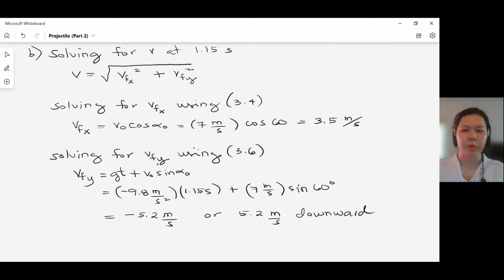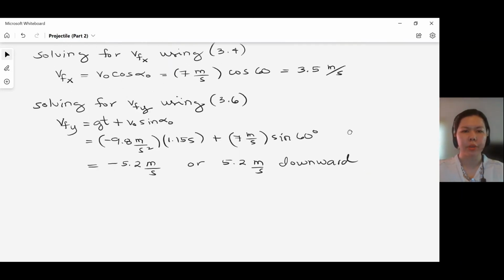So after 1.15 seconds, the ball is traveling to the right and going down. So to solve for our magnitude V here, we simply substitute now, solving for V, since we now have Vfx and Vfy.